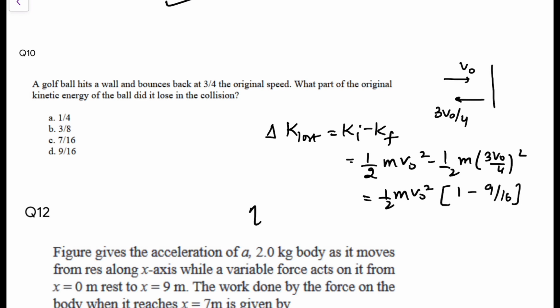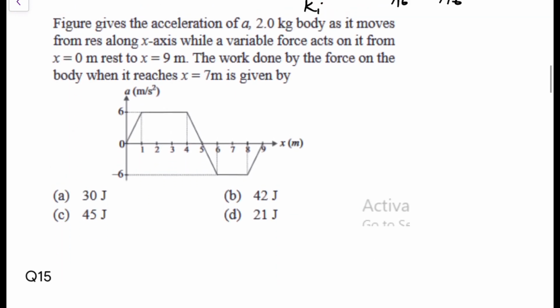So if I had to do the fraction loss, that would be delta K loss upon K initial. So that would be this divided by half m v0 square. So that would be 1 minus 9 by 16, that is 7 by 16. Most of the students made a mistake, they take option D. It is the lost part it is asking, not the remaining one.